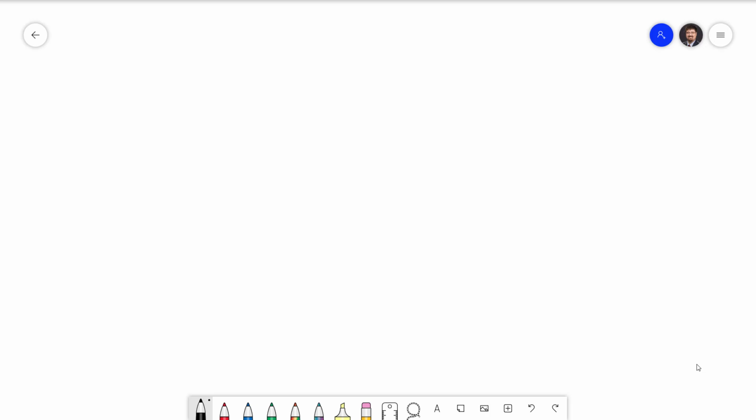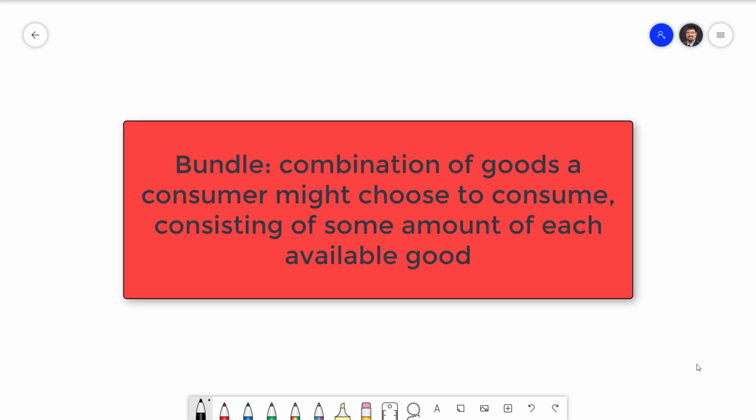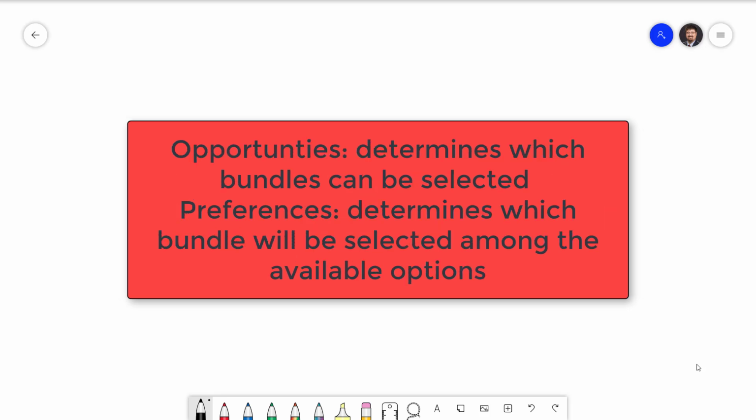Consumer choice refers to the process of a consumer selecting the amounts of each good that's available to them to consume. A bundle is a combination of goods that a consumer could potentially choose. Each bundle consists of an amount of each of the available goods. Consumer opportunities are the bundles that our consumer can afford to choose. Preferences determine which bundle they will select among those available bundles.